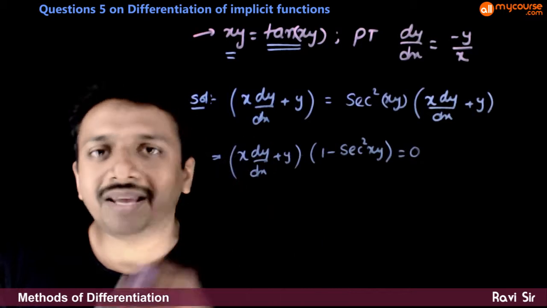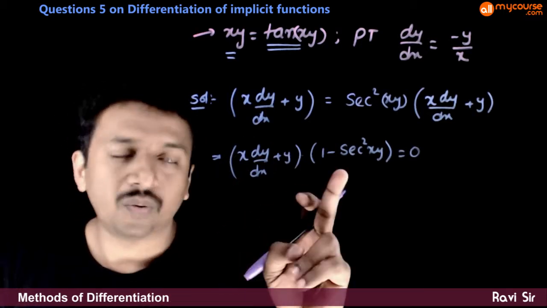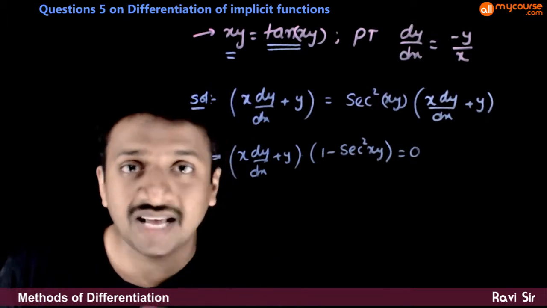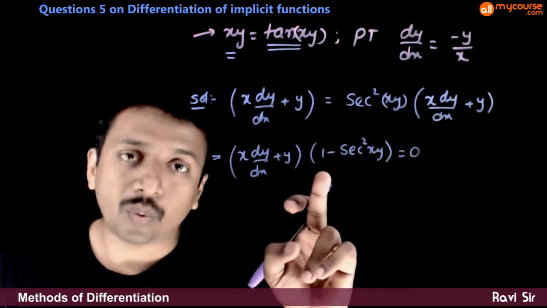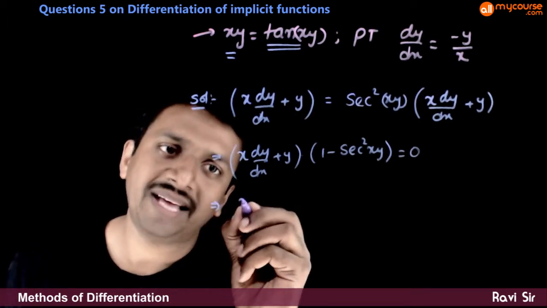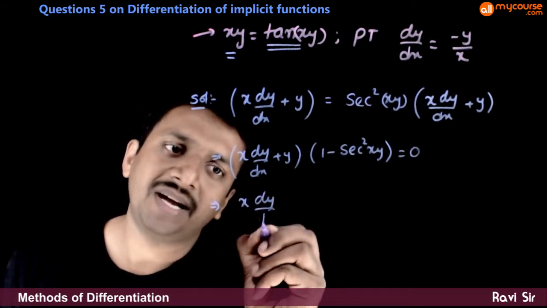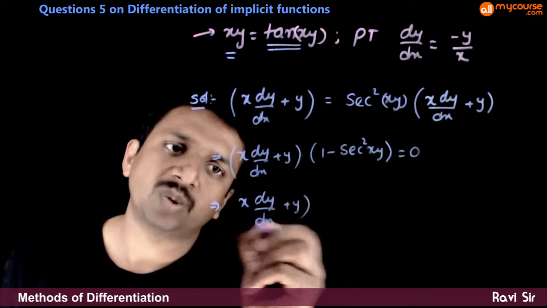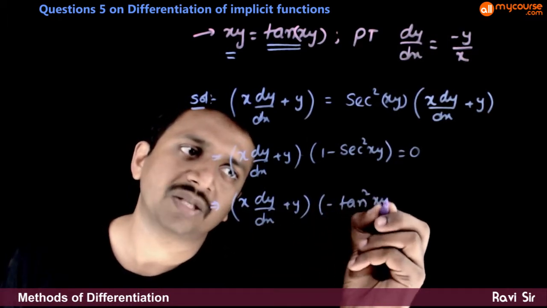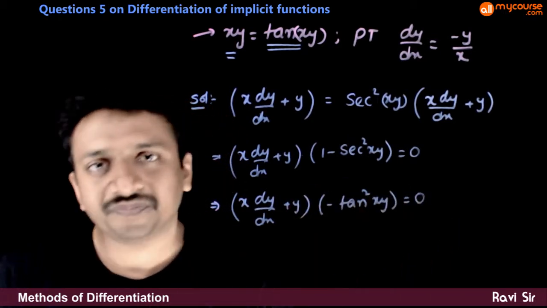So what is 1 minus secant square xy? We know that secant square theta minus tan square theta is equal to 1. So 1 minus secant square theta is minus tan square theta. This implies x dy by dx plus y times minus tan square xy is equal to 0.